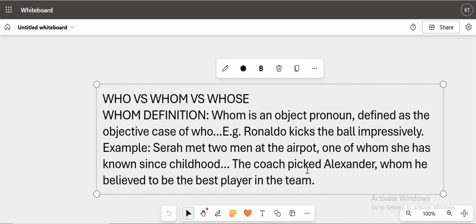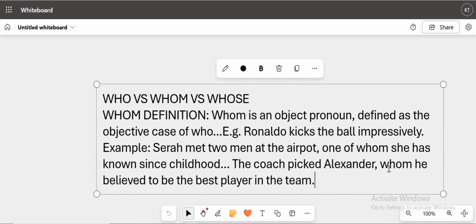Now, we want to talk more about Alexander, not the coach. We are not describing the coach. We want to talk more about the object. And the correct pronoun to use here is whom: whom he believed to be the best player in the team.